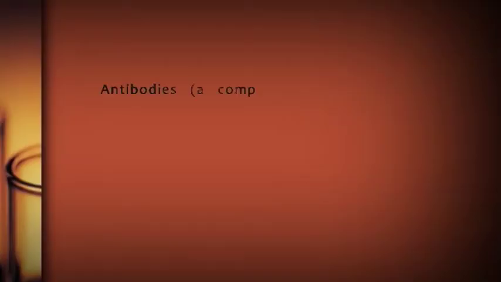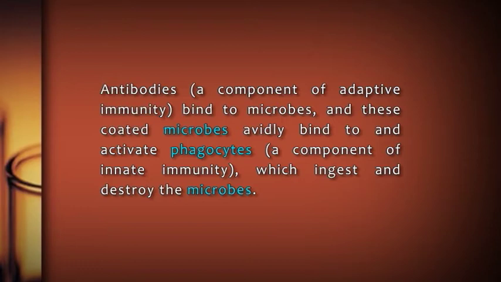Any substance that is specifically recognized by lymphocytes or antibodies is called an antigen. Adaptive immune responses often use the cells and molecules of the innate immune system to eliminate microbes, and adaptive immunity functions to greatly enhance these antimicrobial mechanisms of innate immunity. For example, antibodies, a component of adaptive immunity, bind to microbes, and these coated microbes avidly bind to and activate phagocytes, a component of innate immunity, which ingest and destroy the microbes. In this manner, the innate and adaptive immunity operate in cooperative and interdependent ways.